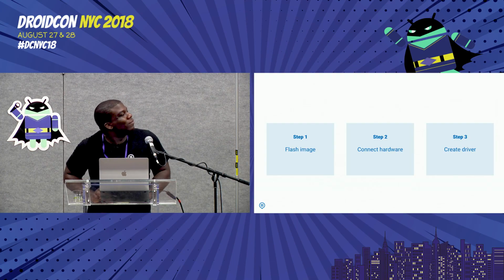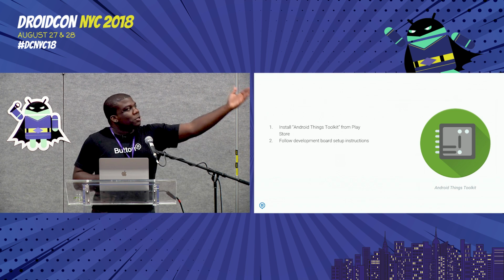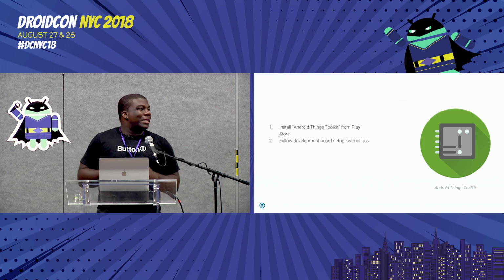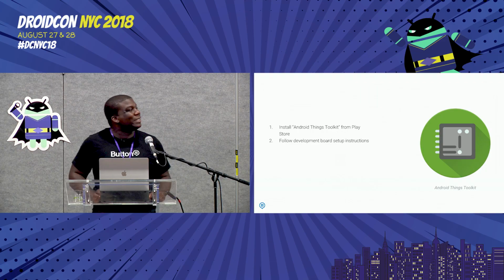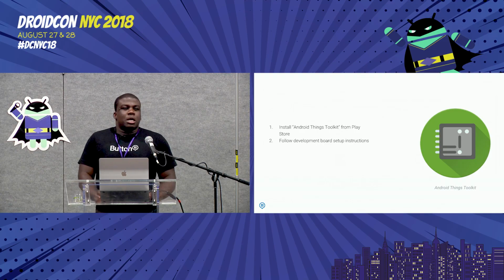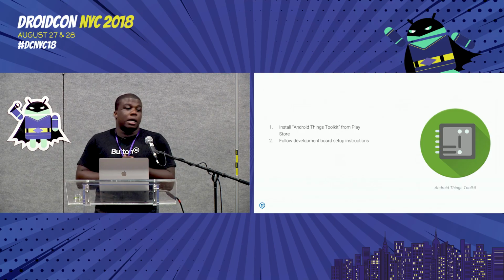So for the first step, I definitely could list out a bunch of steps on how to flash an image, but I would say the easiest way to flash the Android Things image is to use the Android Things Toolkit app. It's in the Play Store. It's a pretty detailed app on how to flash it, and it'll show you how to connect everything when you're working with the Raspberry Pi 3.